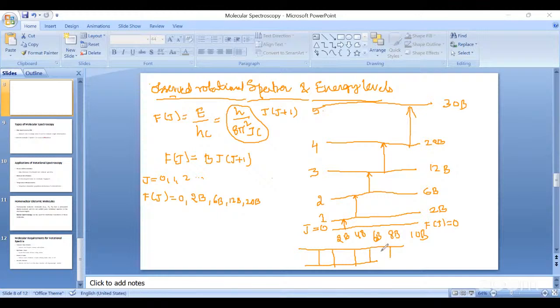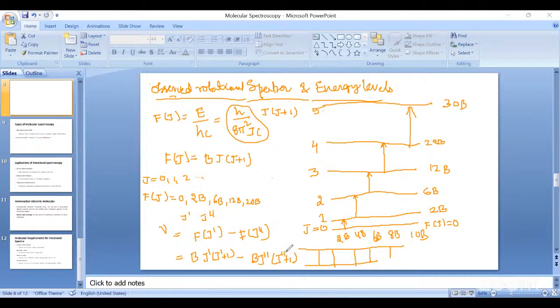The transition takes place between an upper J and a lower J. The wave number of the emitted or absorbed radiation, nu, is given by nu equals F of J dash minus F of J double dash, that is, between two different energy levels. If you write it in terms of B, it will be B into J dash into J dash plus 1, minus B into J double dash into J double dash plus 1.